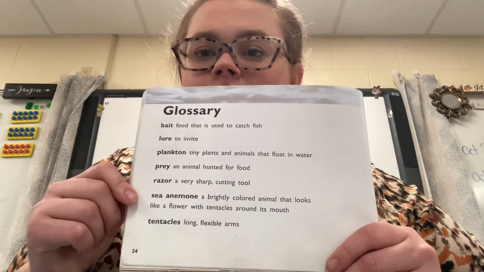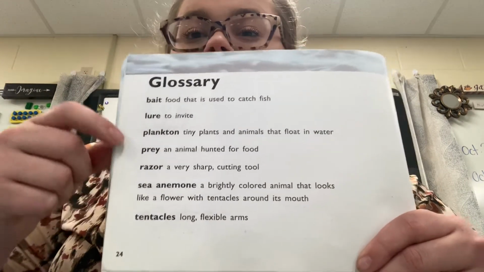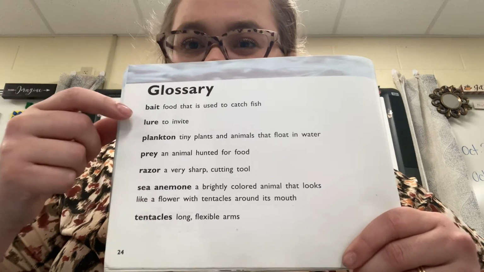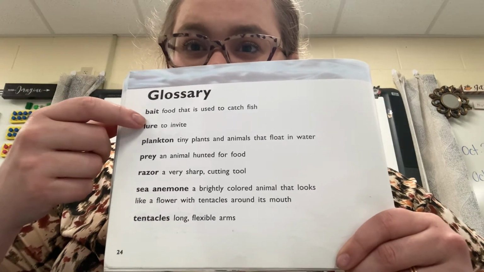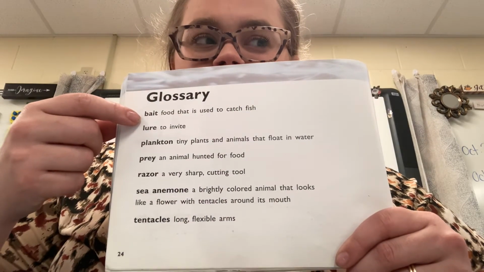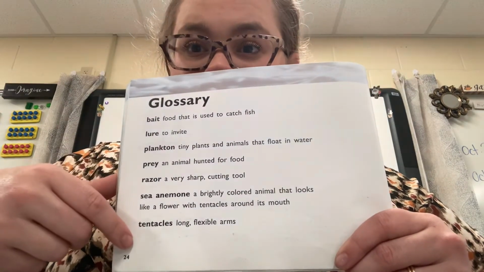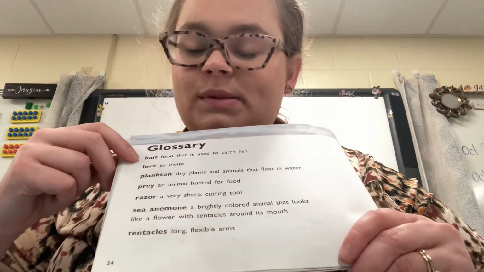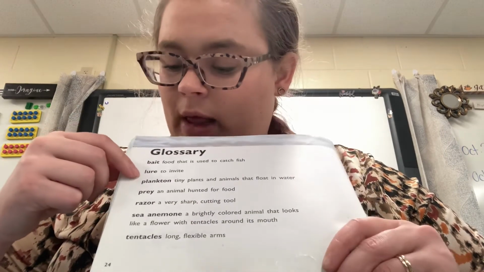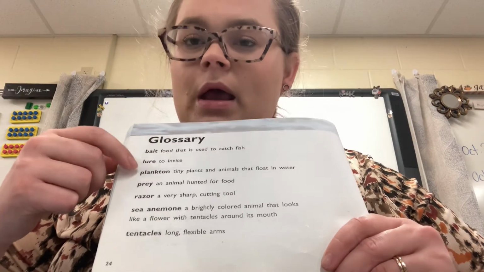Whenever you're reading a glossary, you might notice that the words are in a certain order. They're just in alphabetical order, which means that the words that start with a letter that comes earlier in the alphabet come first, and the words that start with a letter that comes later in the alphabet go last. They go towards the end. So B comes before L in the alphabet, so bait comes before lure. L comes before P in the alphabet, so lure comes before plankton, and so on.